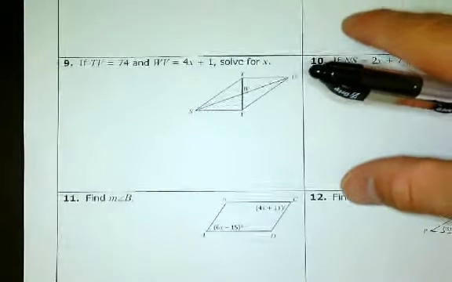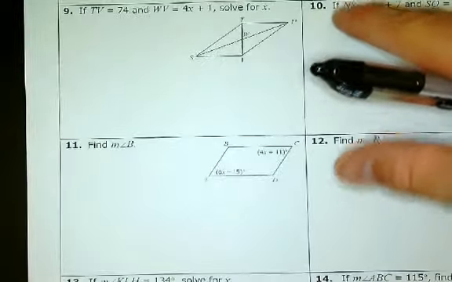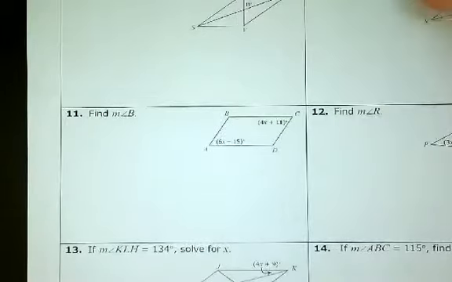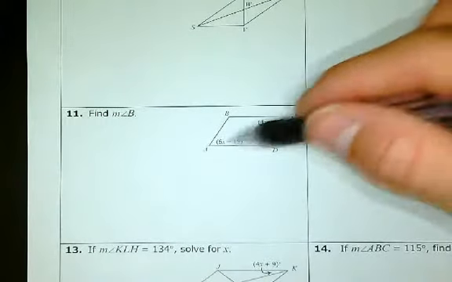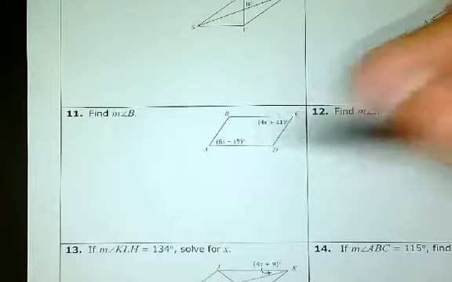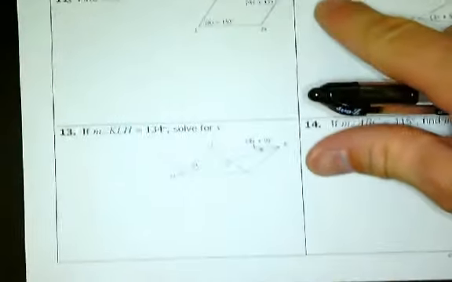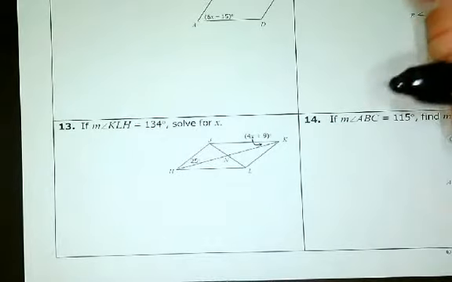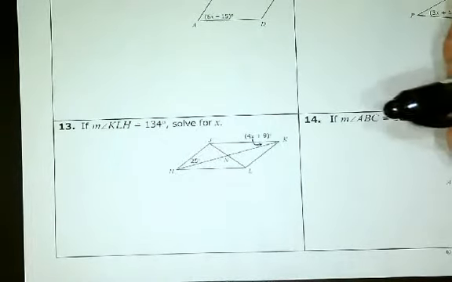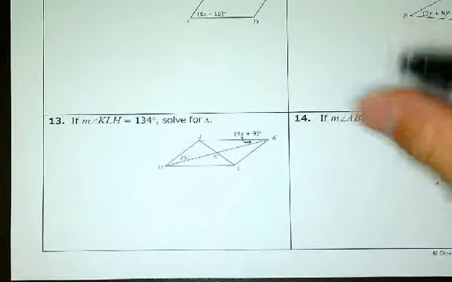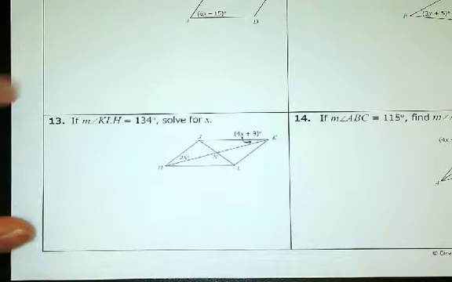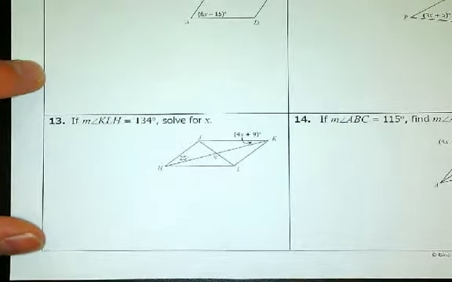Number 9 is pretty similar. Make sure that you label the picture first. Number 11, remember, opposite angles are equal to each other, so you set these two equations equal to each other. And number 13 is somewhat of a doozy. Okay, this one has multiple steps. Let's go ahead and knock this one out real quick. Number 13, this is our last example that we will do together.